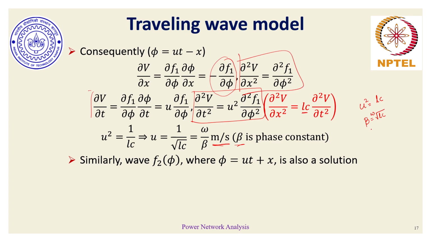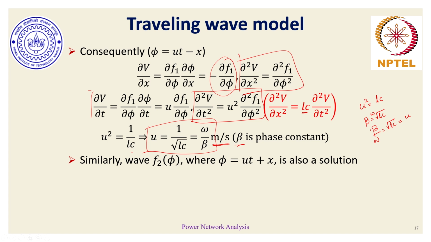So if I divide beta by omega on both sides, I have root over of LC, which is nothing but u. So that's how I get u as omega by beta.